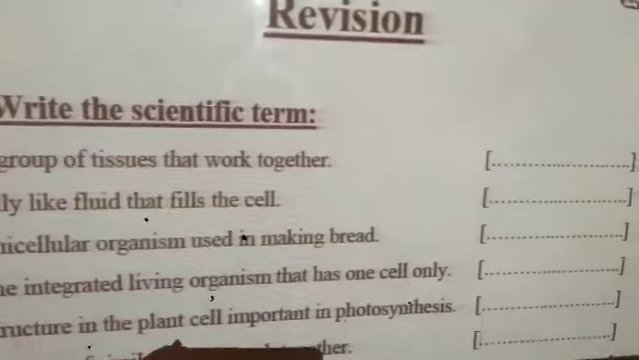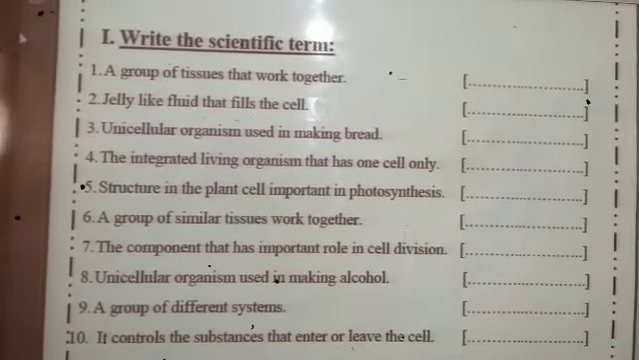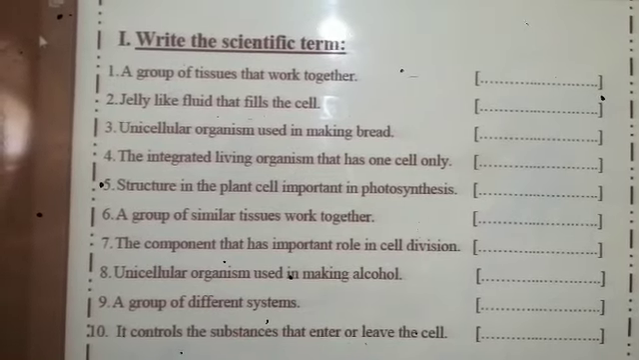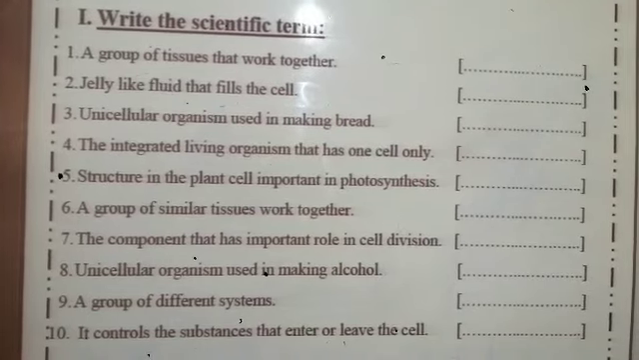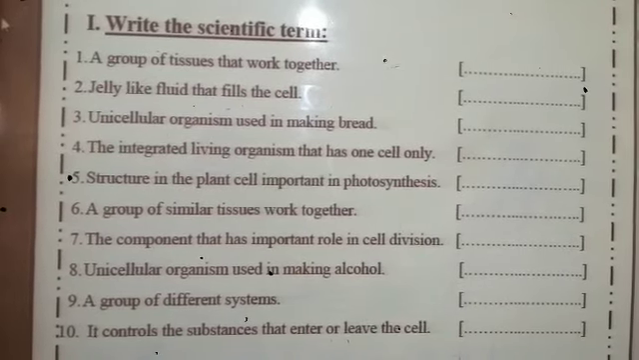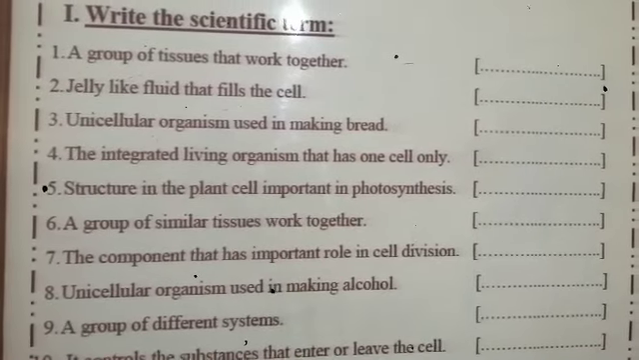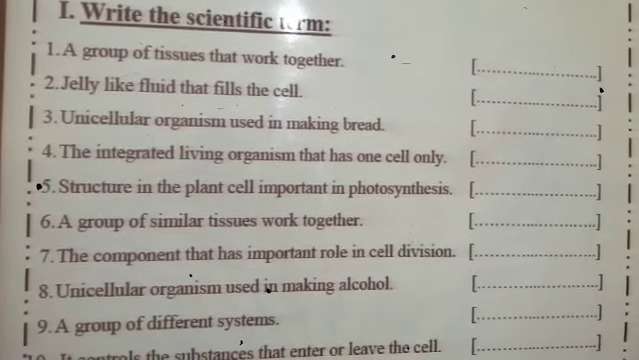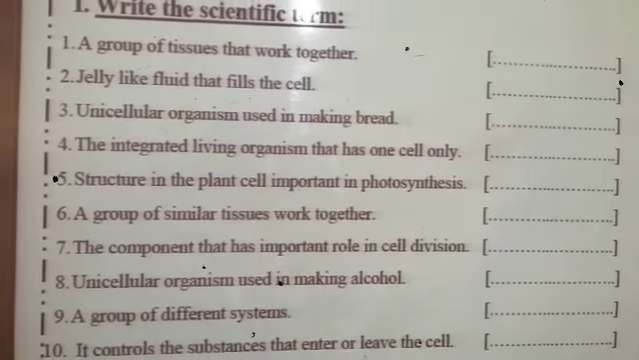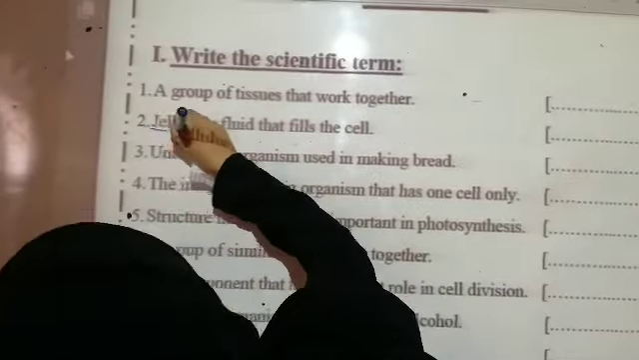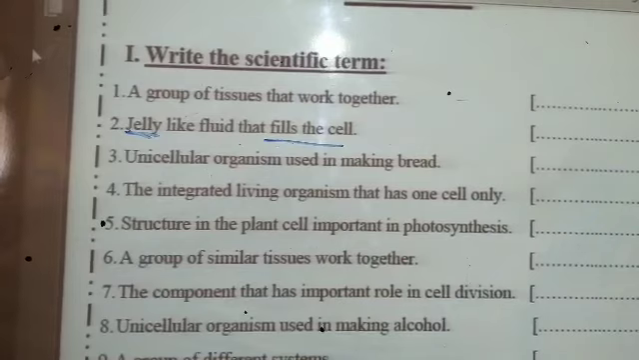Here, it will be homework. This page will be homework. The first question, write the scientific term. A group of tissues that work together. Tissue and tissue and tissue, when they work together, they form the, okay, number 2, jelly-like fluid that fills the cell. We have here two keywords, jelly and fills the cell. The jelly which fills the cell, which component?